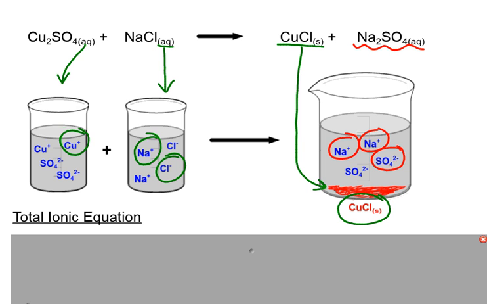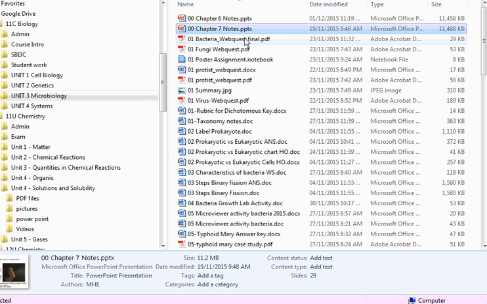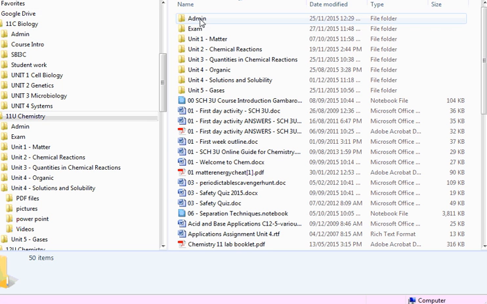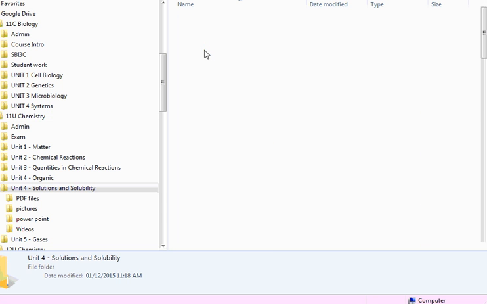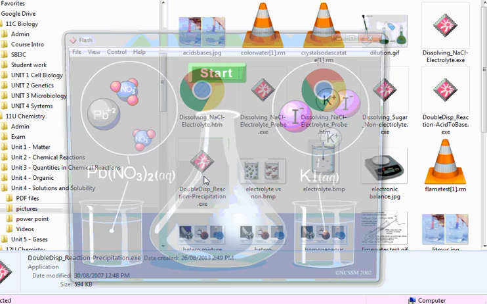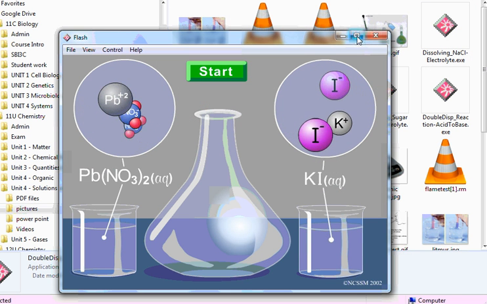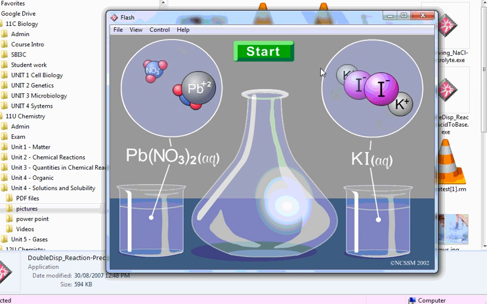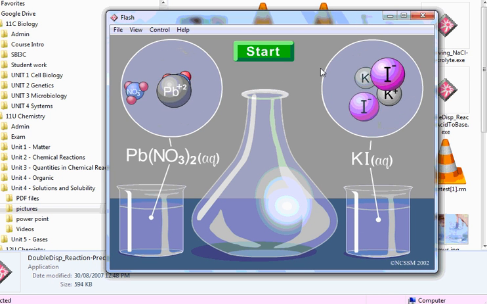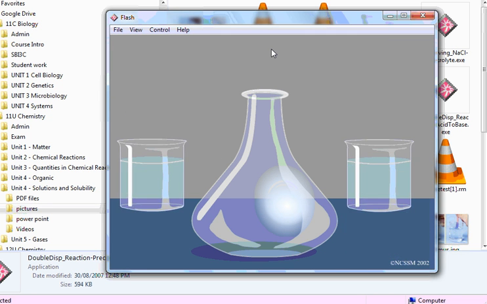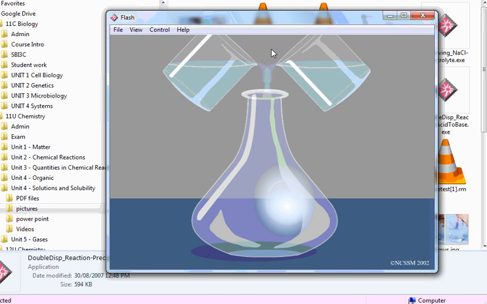I actually have another animation to show you guys on this. Here is another reaction. This one is lead nitrate and potassium iodide, and I've shown you this one actually in class. But when we first mix them together, watch what happens.